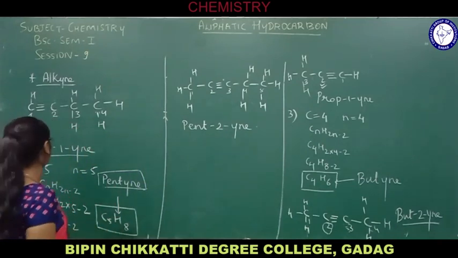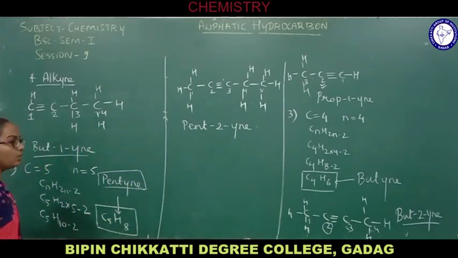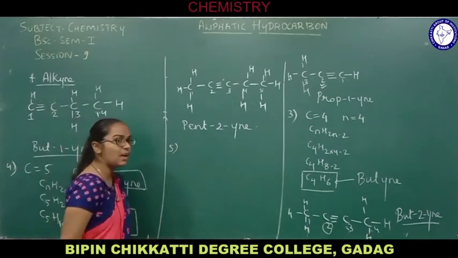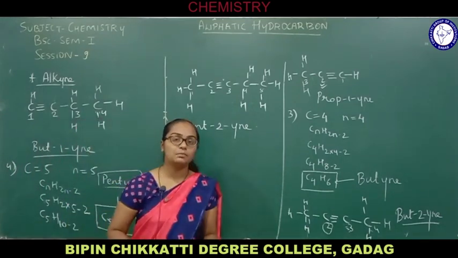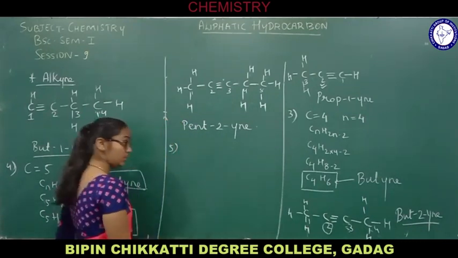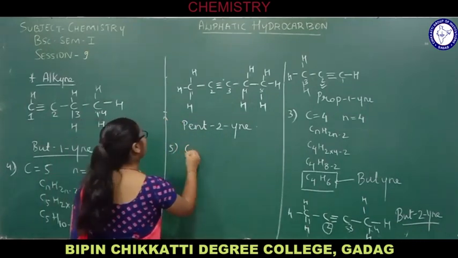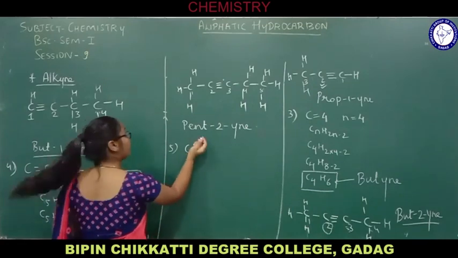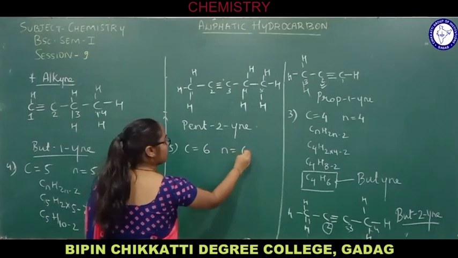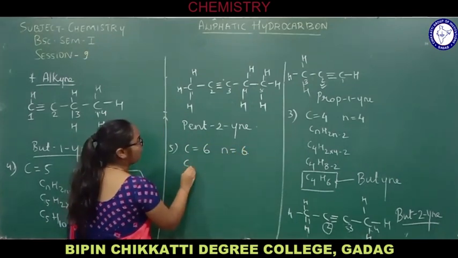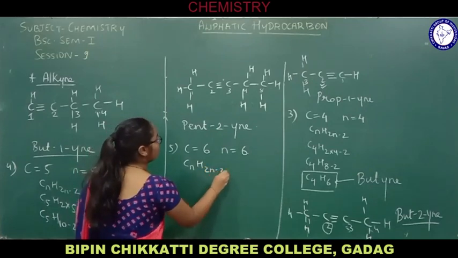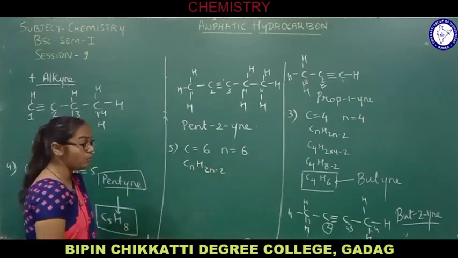So we have been done with the 4th member of the alkyne family. Let's go towards the 5th member. Actually this is not the last, but as per your syllabus, the first 5 members you should know. So the 5th member of the alkyne has C equal to 6, so n will be 6. Let's substitute in the formula: CnH2n minus 2, the general formula for alkynes.